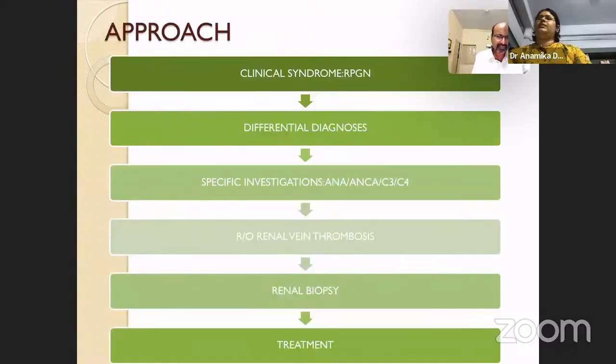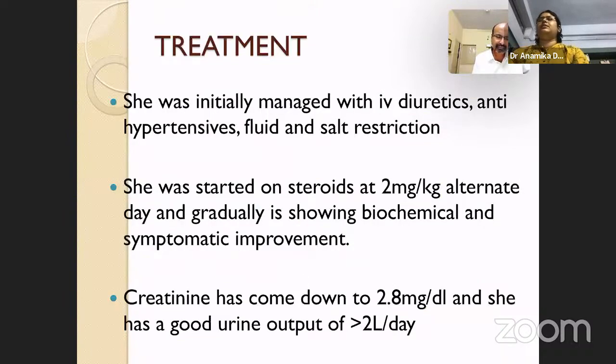So, mostly that is my presentation. I've just enlisted the approach we followed in management of the case. First, we identified the clinical syndrome, then we kept our list of differential diagnosis, and we proceeded with specific investigations. We ruled out renal vein thrombosis in view of oliguria and hypoalbuminemia. And we proceeded with a renal biopsy, and we started treatment with steroids, with which she's gradually improving.